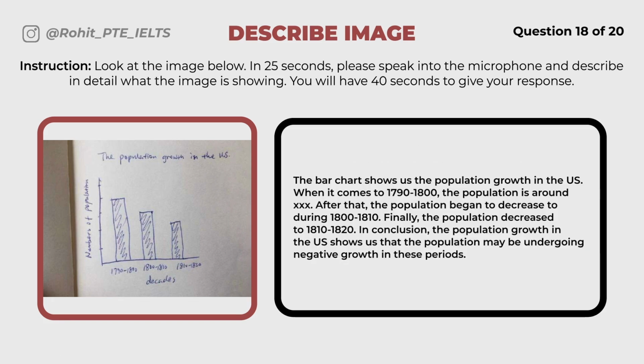The bar chart shows us the population growth in the US. When it comes to 1790, 1800, the population is around XXX. After that, the population began to decrease during 1800, 1810. Finally, the population decreased from 1810 to 1820.